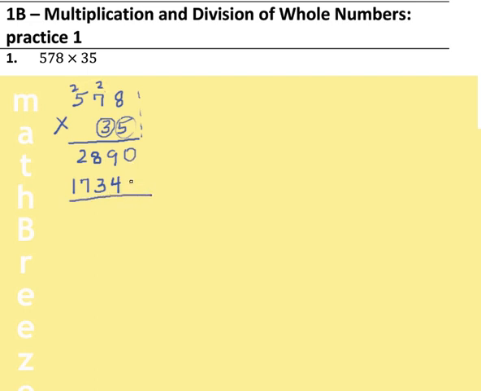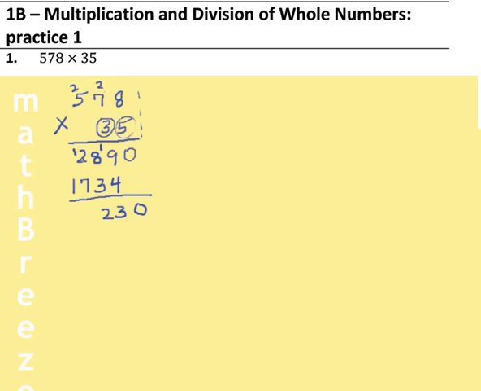And just add the 2 columns, bring down that 0. 9 and 4 is 13. Put down the 3 and carry the 1. 8 and 1 is 9, and 3 is 12. Put down the 2, carry the 1.